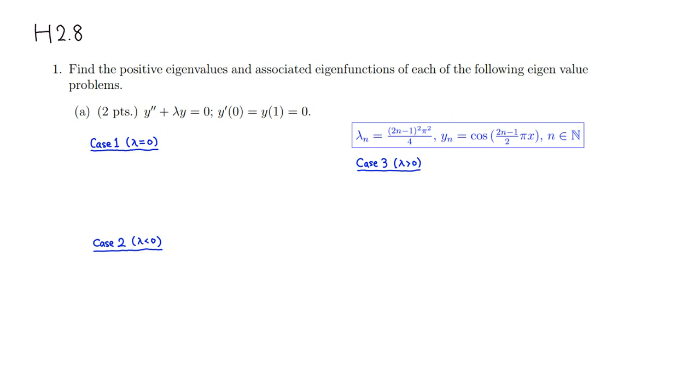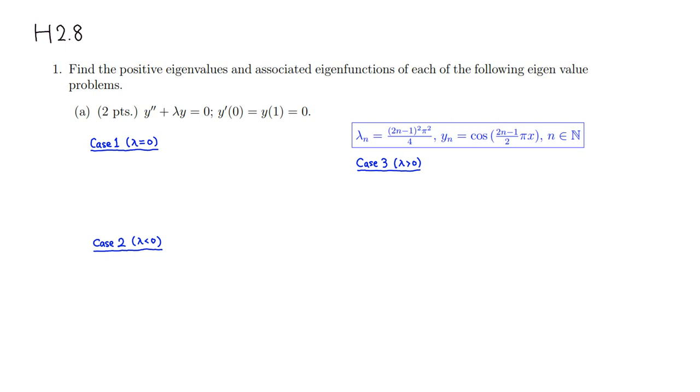All right, let's look at homework 2.8, problem number 1. Let's look at this eigenvalue problem. We divided it into 3 cases. Let's look at case 1: can lambda equal 0 be an eigenvalue?